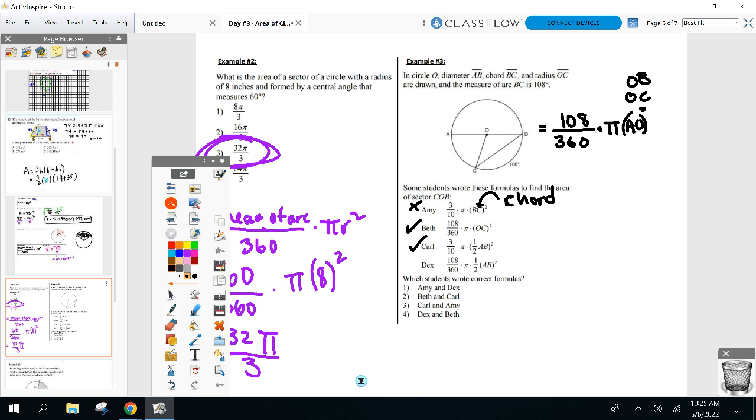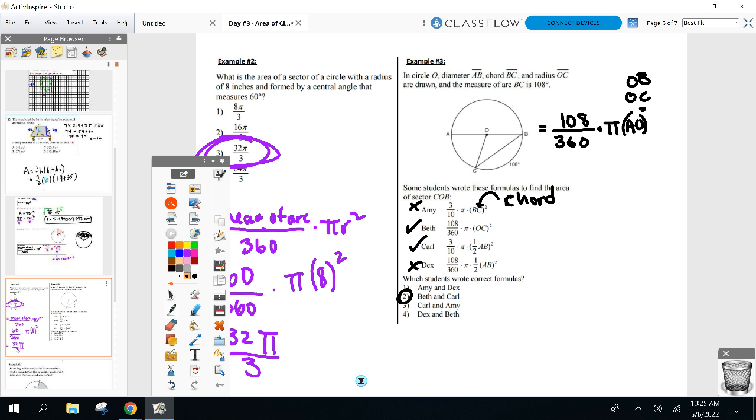What are they squaring? Are they squaring a radius? No, they're squaring a diameter, right? That's on the outside of the 1/2. That's the difference between Carl and Dex. Carl's squaring half the diameter, while Dex is just squaring the diameter. Embarrassing. So our 2 winners here, Beth and Carl. Great little problem there.